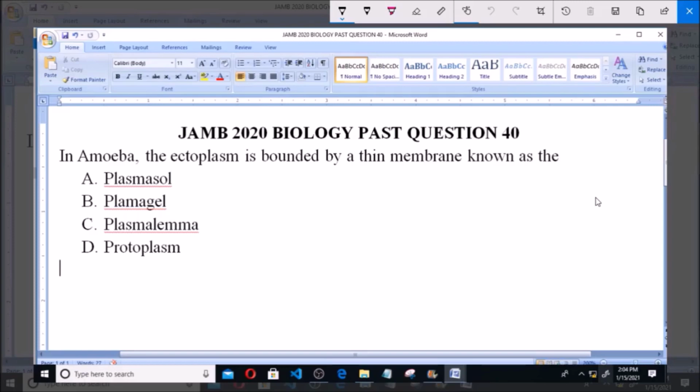I'll be answering Jamb 2020 Biology Past Question 40. In amoeba, the ectoplasm is bounded by a thin membrane known as A. the plasmosol, B. the plasma gel, C. the plasma lemma, and D. the protoplasm.